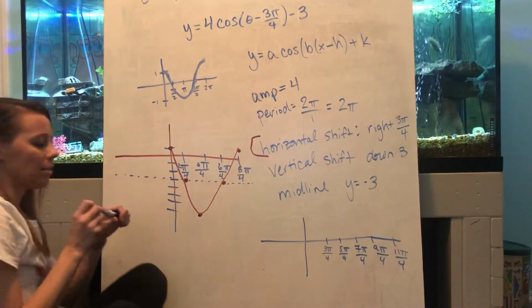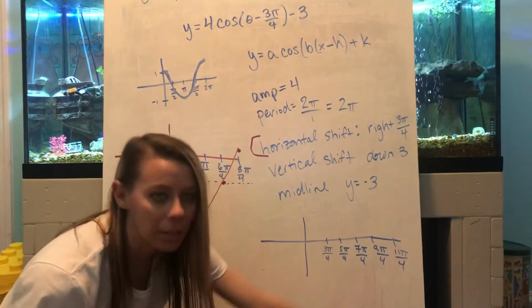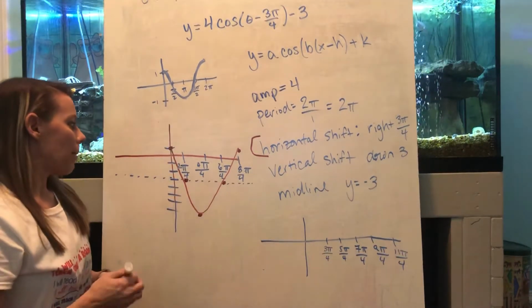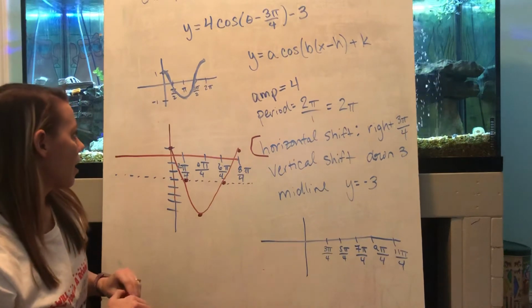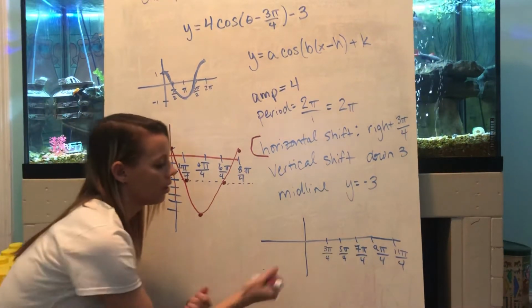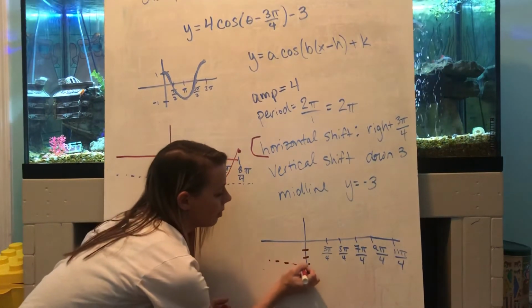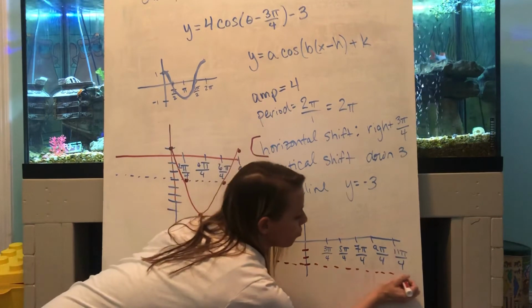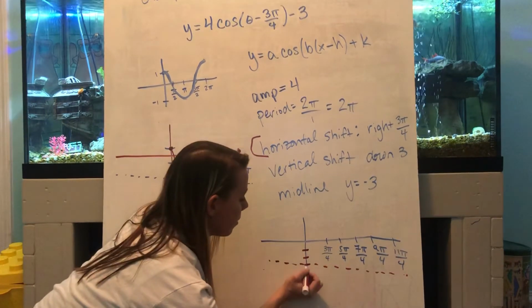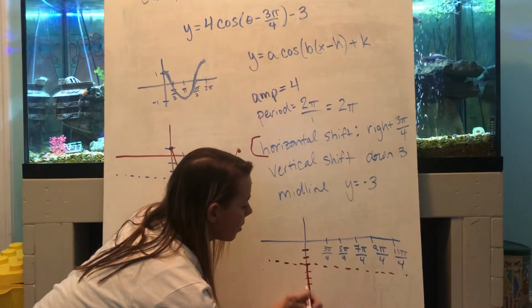All right, now I just have to regraph everything with these x coordinates. So my midline is still at -3. So -1, 2, 3, midline. I can go all the way down to -7. So 1, 2, 3, 4, 5, 6, 7.